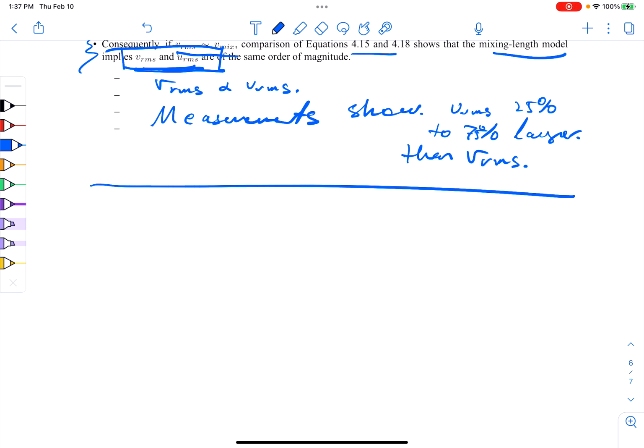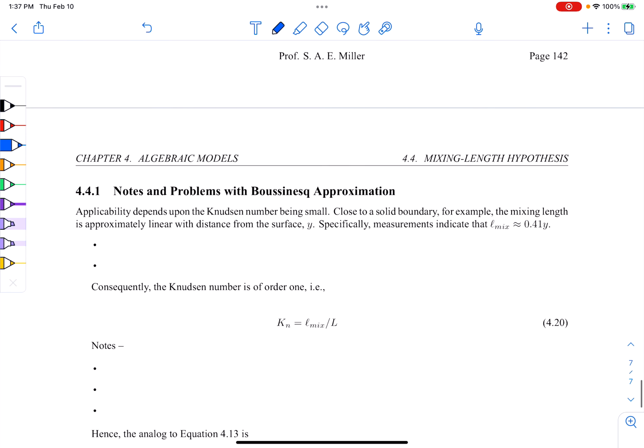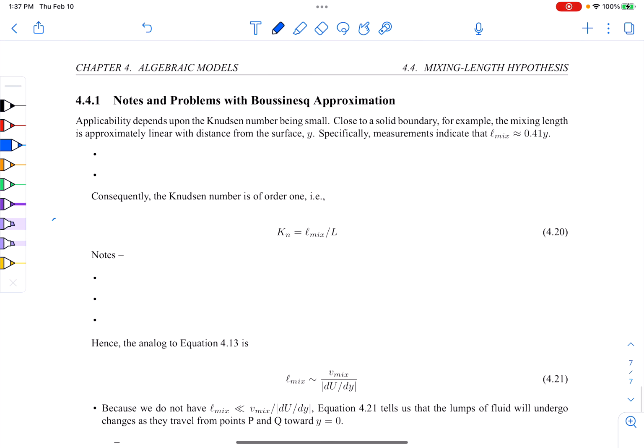Okay? So I think with that, we're going to stop here, and we'll come back and make some more detailed notes on the shortcomings of this Boussinesq approximation. But you'll see it remains the basis for a lot of models today. So thank you.